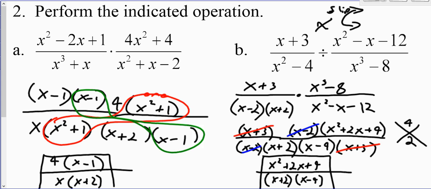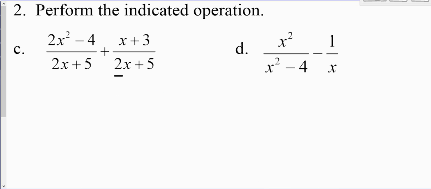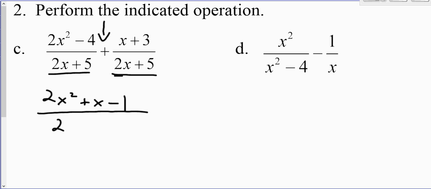Okay, last step here is adding and subtracting our rational polynomials, rational functions. So first rule we need to remember with fractions is if we want to add them, you must have a common denominator. Well, we're in luck. Same denominator here. So if we're in the same denominator, we just add the numerators. So we get 2x squared plus x, and a minus 4 and a plus 3 is going to be a minus 1. So I just collected like terms there. This is left as 2x plus 5 in the denominator.